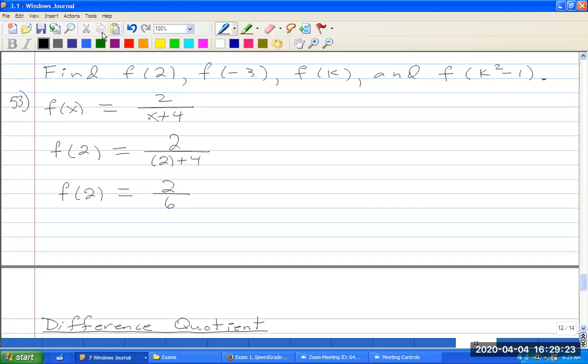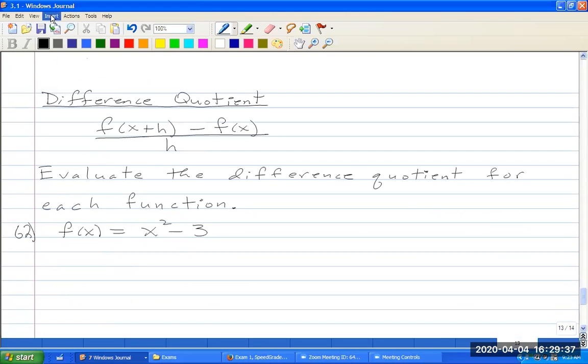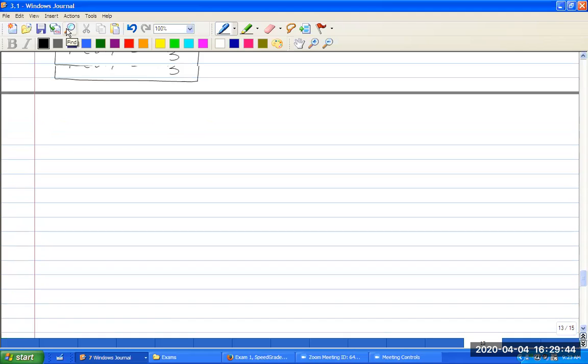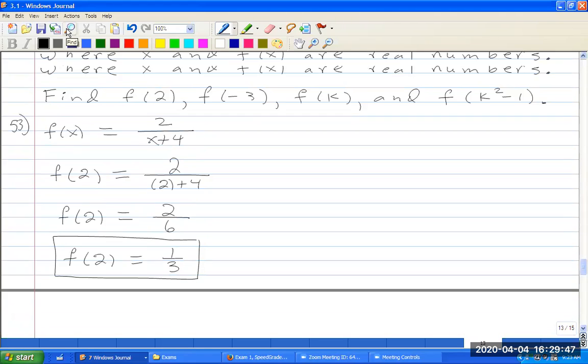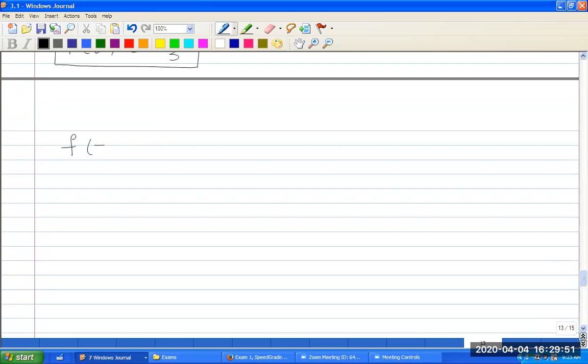I can divide both the numerator and denominator by 2. So f of 2 is equal to 1/3. Okay, let's do the second part. I want to figure out f at negative 3. So let's just replace x here by negative 3.